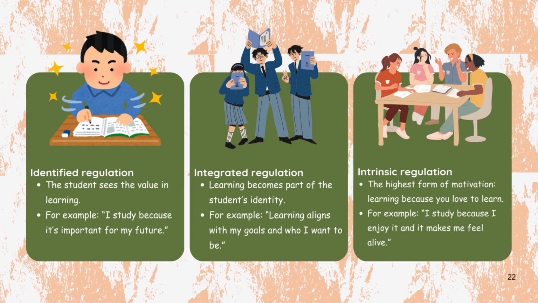Now, we move to more self-driven forms of motivation. The fourth one is identified regulation, which is when the student sees the value of learning. For example, I study because it's important for my future. The fifth one is integrated regulation. Learning becomes part of the student's identity. For example, learning aligns with my goals and who I want to be.